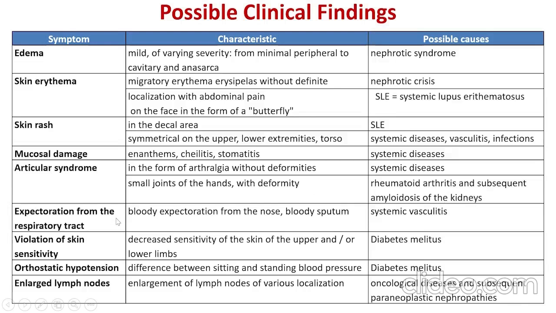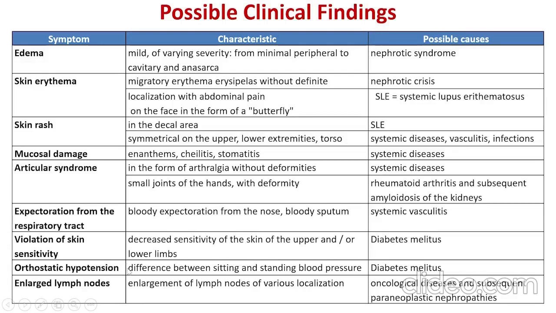If we check the respiratory tract and can see bloody expectoration from the nose or bloody sputum, this is a sign of systemic vasculitis. Violation of skin sensitivity, like decreasing sensitivity of skin, especially in upper and lower limbs, is typical for diabetes mellitus and secondary nephrotic syndrome.